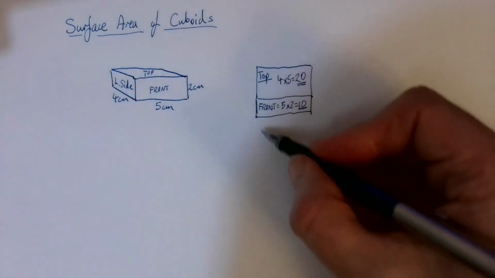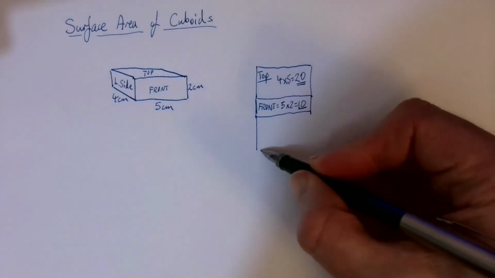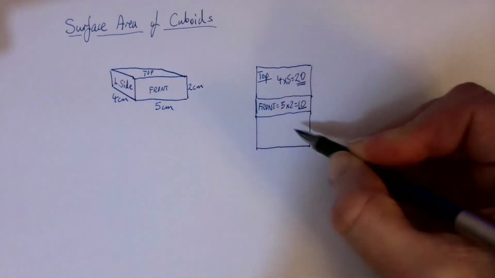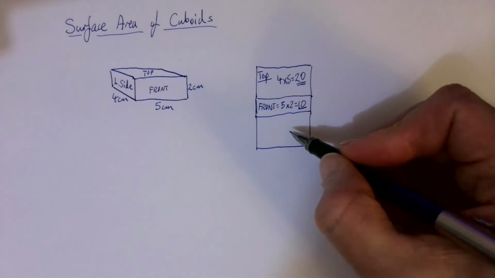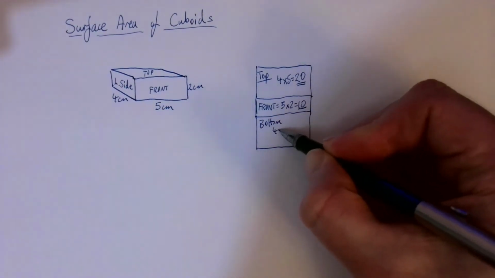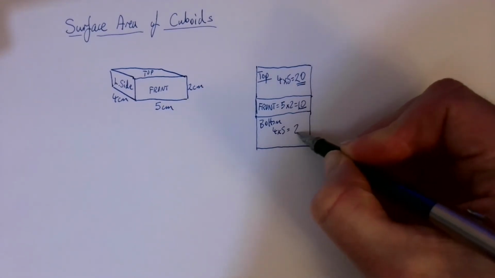The bit underneath would be the bottom. Now the bottom, if you imagine this is just a cardboard box that we're folding out, the bottom is going to be identical to the top. So that's also going to be 4 times 5 equals 20.